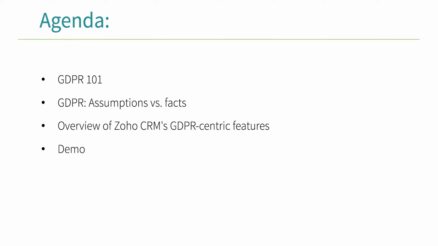Before we get started, let's go over the agenda for the webinar. First, we'll be briefly going over the basics of GDPR, what it is, what it does, and how it affects an organization. Then, we'll be taking a couple of common assumptions when it comes to GDPR and see what the facts tell us. Then we'll talk about the various features we have and will be introducing to help our customers towards compliance. And then we'll finally have a demo session where we'll demonstrate the features that we'll be talking about.